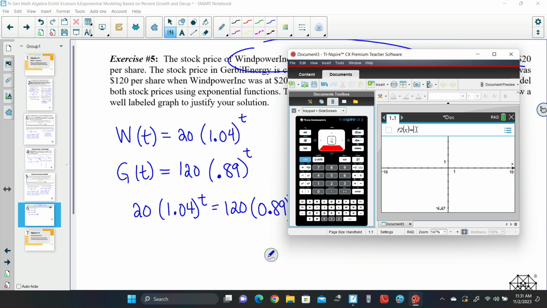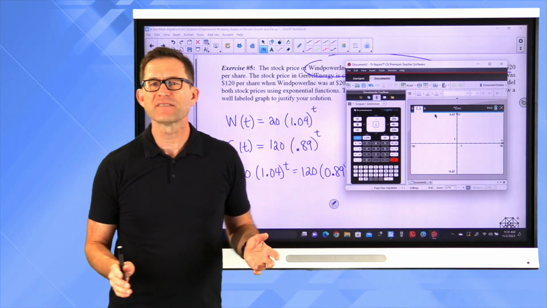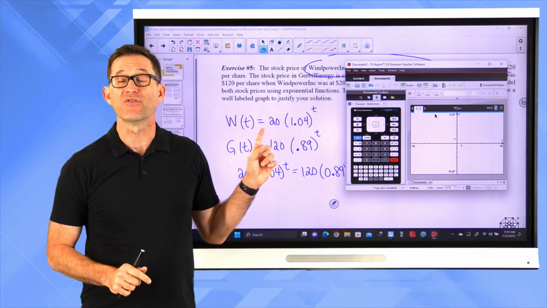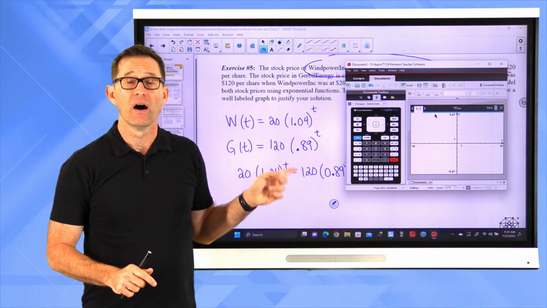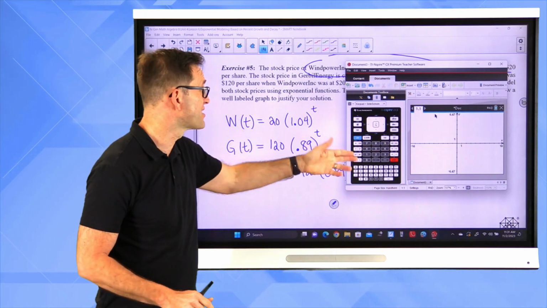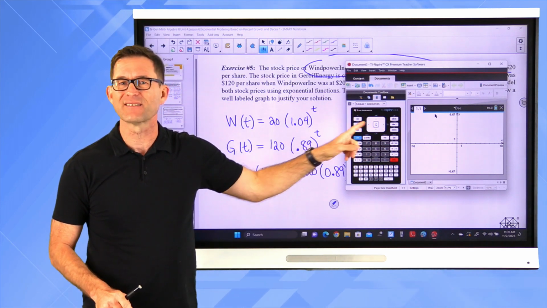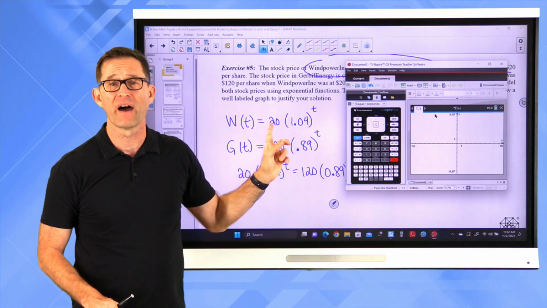All right, in F2, I'm going to put in 120 times 0.89 raised to the x. Now I've got my 2, and I see absolutely nothing on my screen. Kind of makes sense, right? Wind power is starting at 20 and going up. Gerbil Inc. is starting at 120 and going down. So my Y window, which only goes up to 6.67, what a weird window, is not even getting the minimum value of this thing.